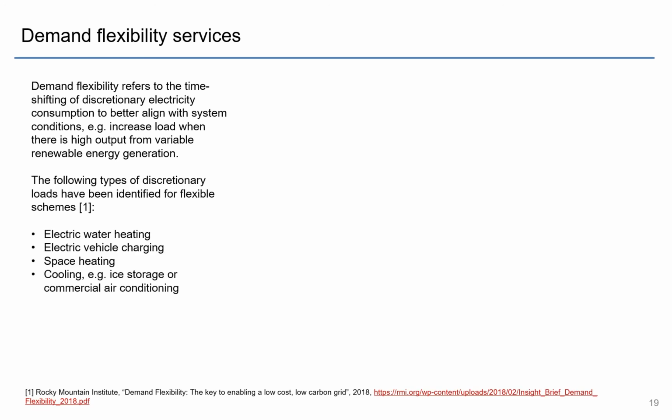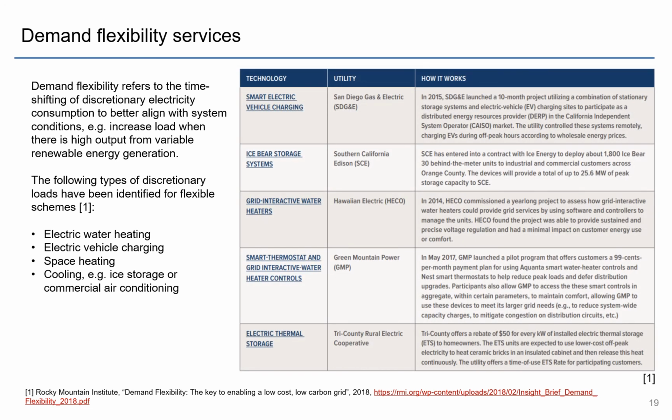A couple of types of discretionary loads have been identified for flexible schemes. They include electric water heating, electric vehicle charging, space heating, and cooling, so ice storage or commercial air conditioning. There have been quite a few trials in the works around the US: smart vehicle charging trials, ice bear storage, grid interactive water heaters, actually quite similar to the one in the Hydro Quebec trial, smart thermostat trials, or electric thermal storage trials.